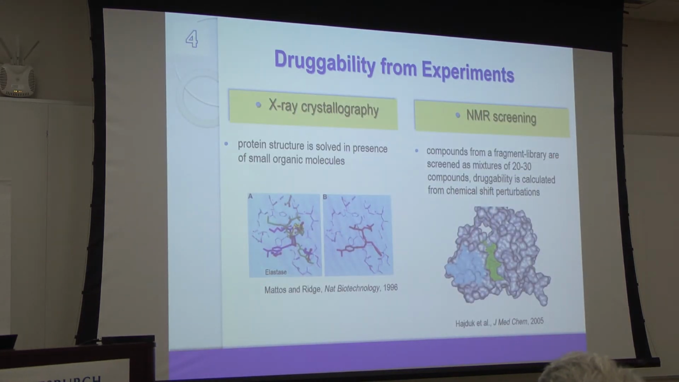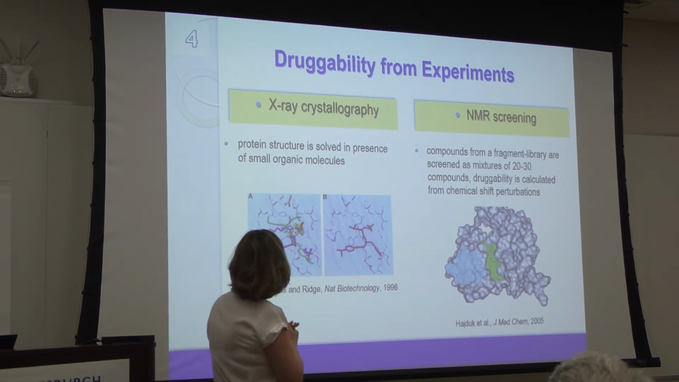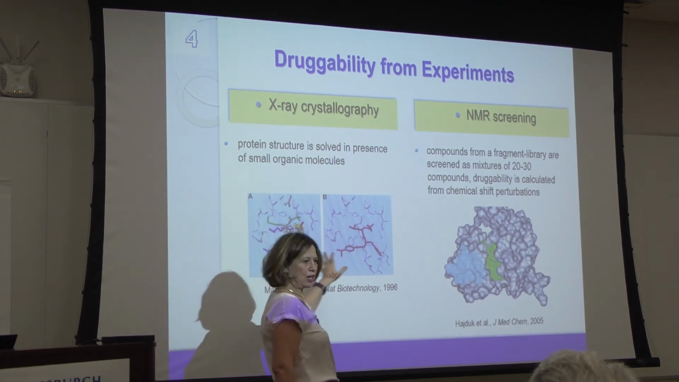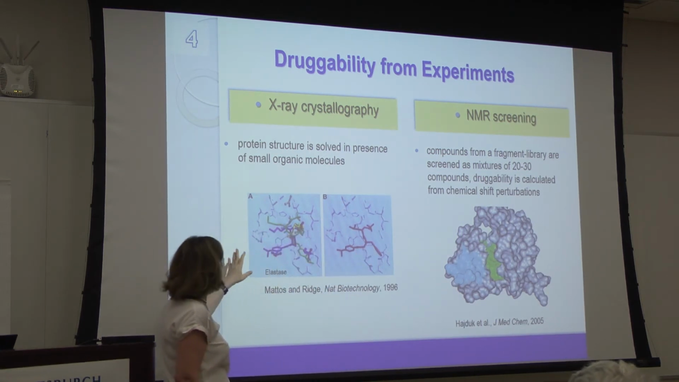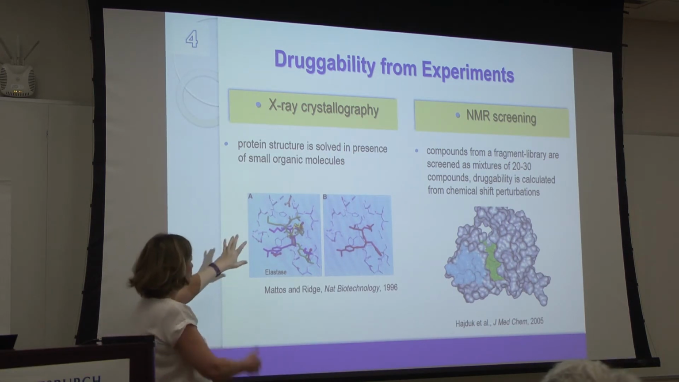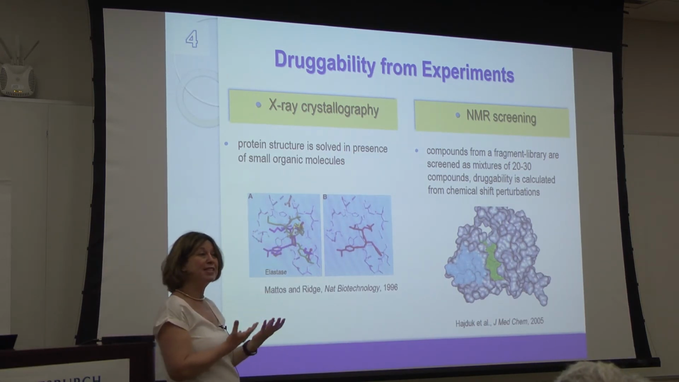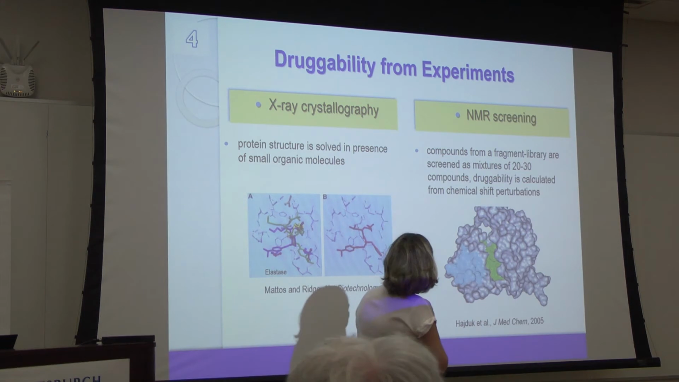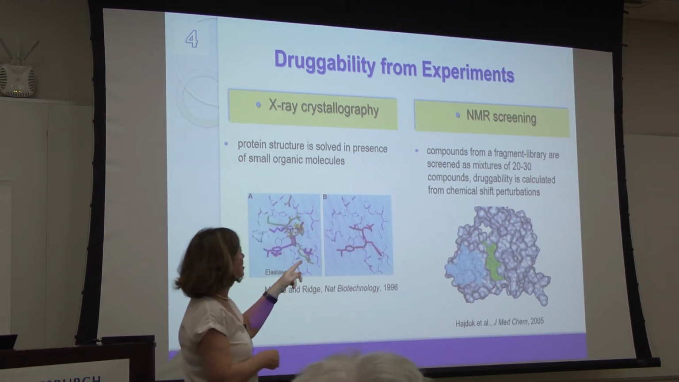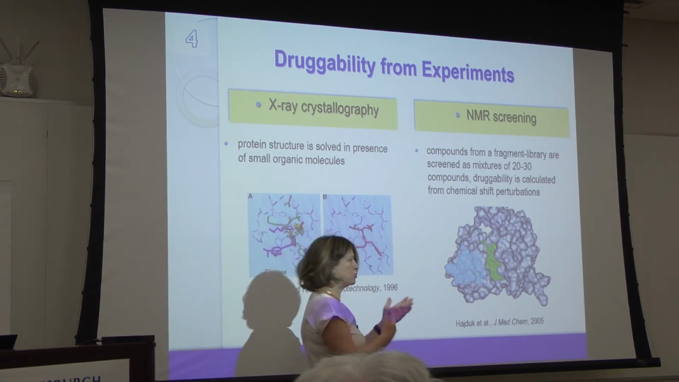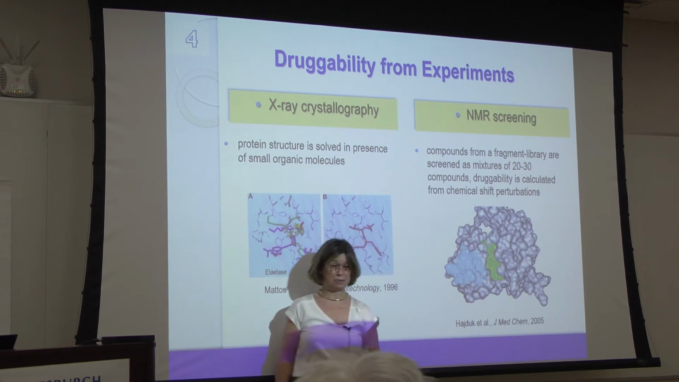Now, what do experimentalists do for druggability? Experimentalists just do either X-ray or NMR. When they resolve the structure by X-ray, they try to resolve it in the presence of small organic molecules, and they would try to see where the organic molecules bind. So this would be druggable sites, hotspots. Or with NMR, they also examine where the chemical shifts take place in the presence of the ligands, which would give information on druggable sites.